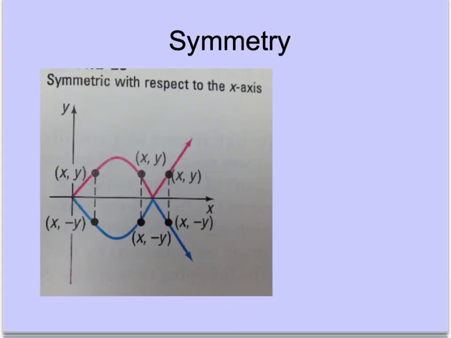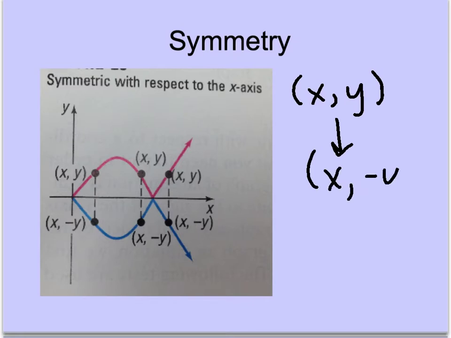Next we're going to discuss symmetry, and the first type of symmetry is symmetry with respect to the x-axis. And that says that I take every point (x, y), and if it's symmetric to the x-axis, it becomes (x, -y). And so really what we've done is reflect across the x-axis. So I've taken this point, and to reflect it across the x-axis, I've changed the y to the opposite. Same thing here and here.